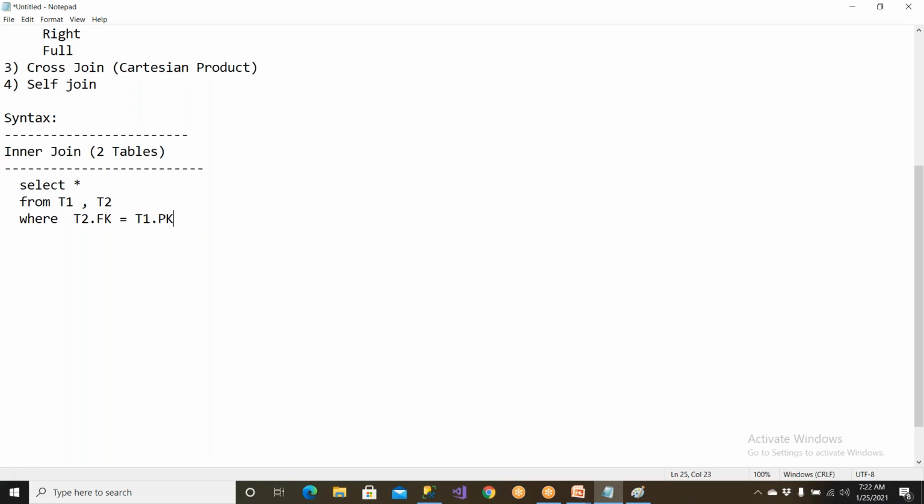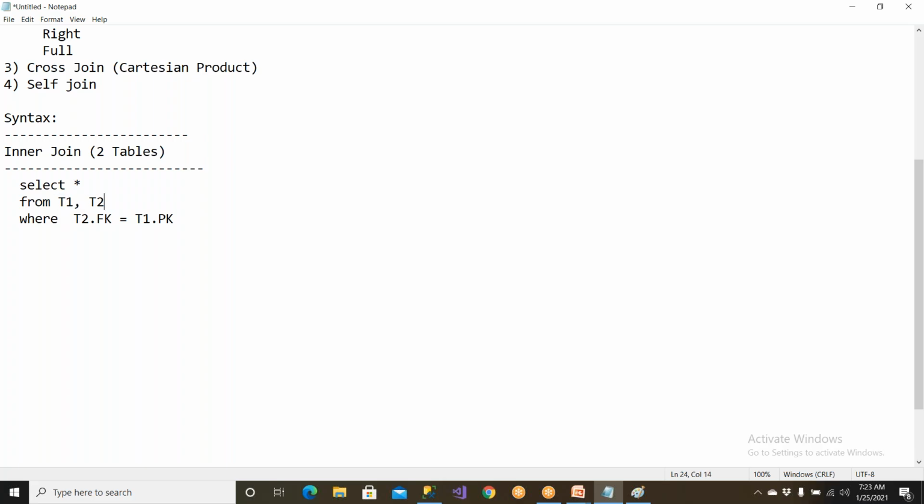Will it work? Why not? We know the mathematics. If A equals to B, that means B is equivalent to A, right? So whether you write like this or like this doesn't matter. Primary key equals to foreign key is equivalent to foreign key equals to primary key. There is no problem at all. So T2 comma T1 or T1 comma T2, anything you can write. Clear? So nothing to worry here.